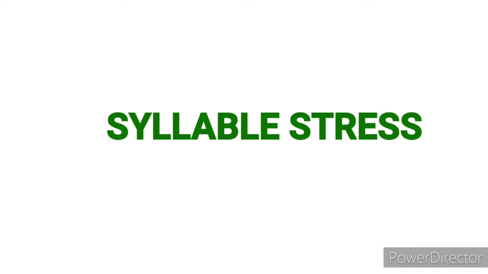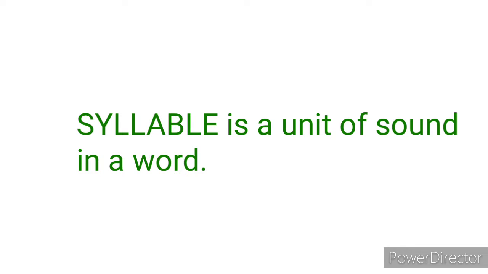I hope you know what a syllable is in the first place. A syllable is a unit of sound in a word. For example, the word syllable has 3 syllables. Syl-la-ble, 3 units of sound. I hope that was clear.